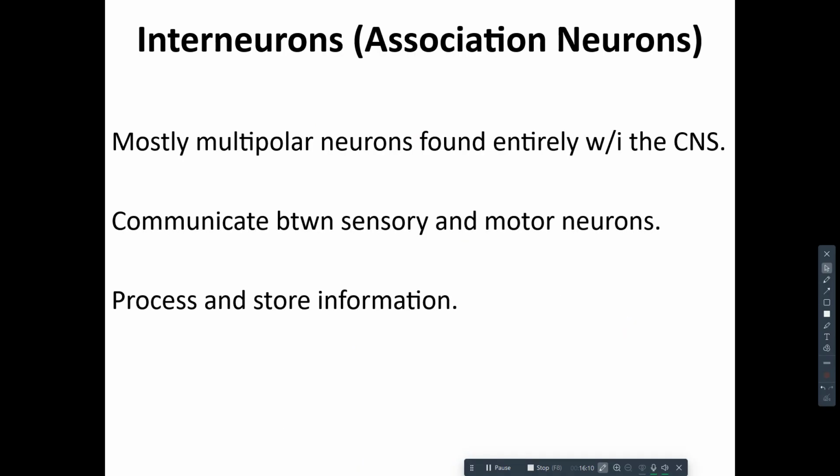And finally, we've got the interneurons. These are typically multipolar neurons, and they're found entirely within the CNS. As their name implies, interneurons are going to communicate between sensory and motor neurons. They're also called association neurons, and that has to do with their ability to process and store information.